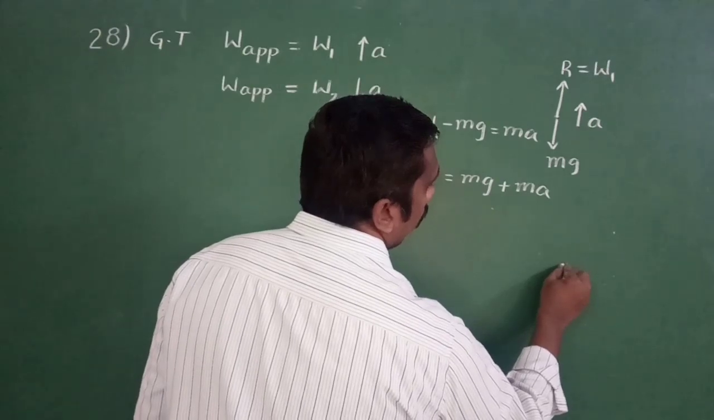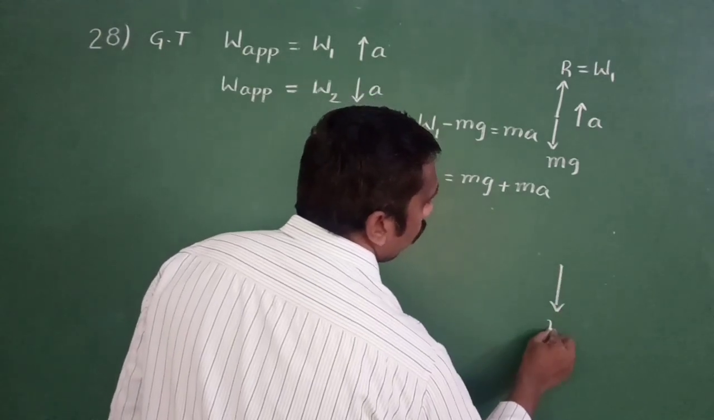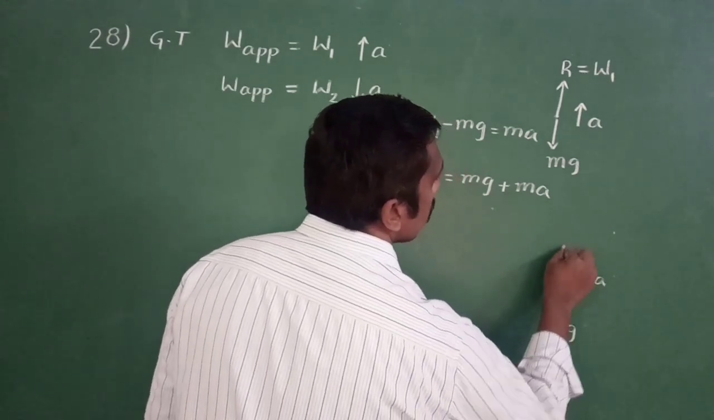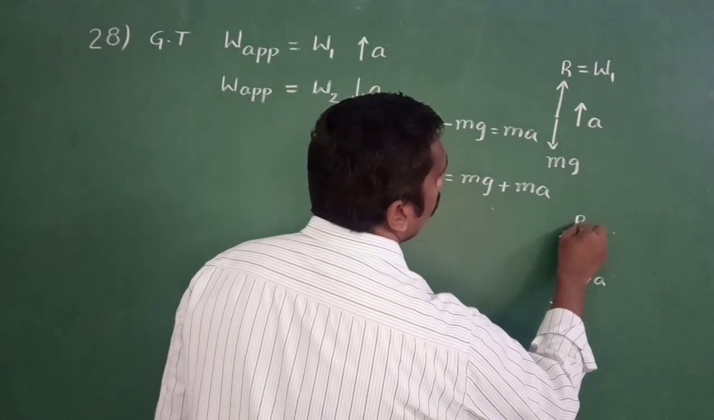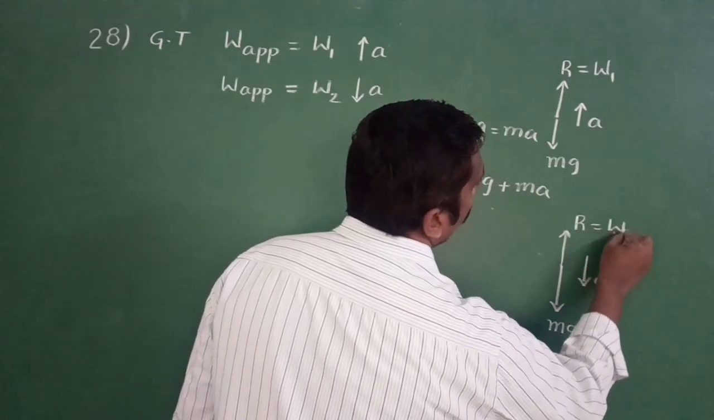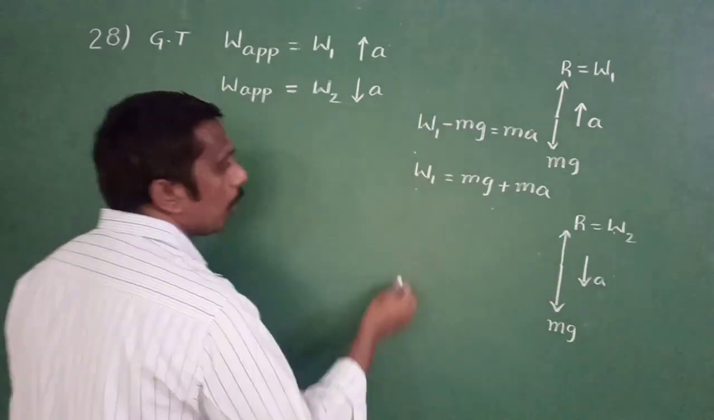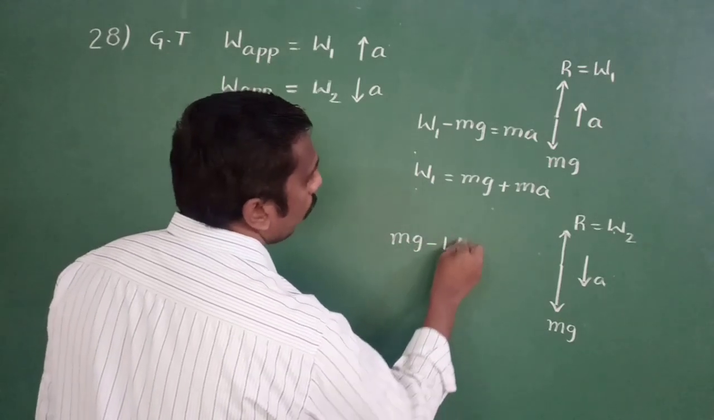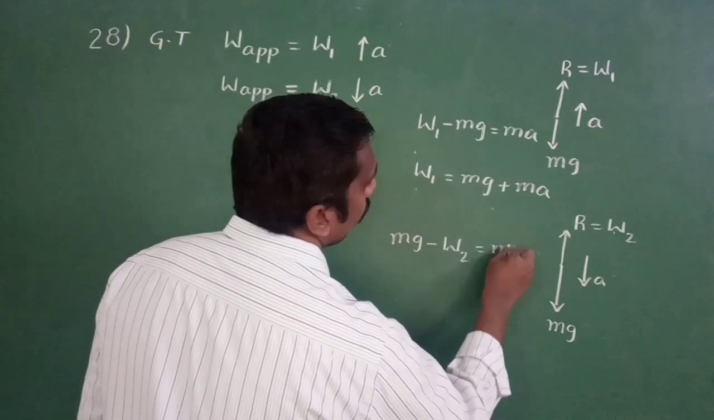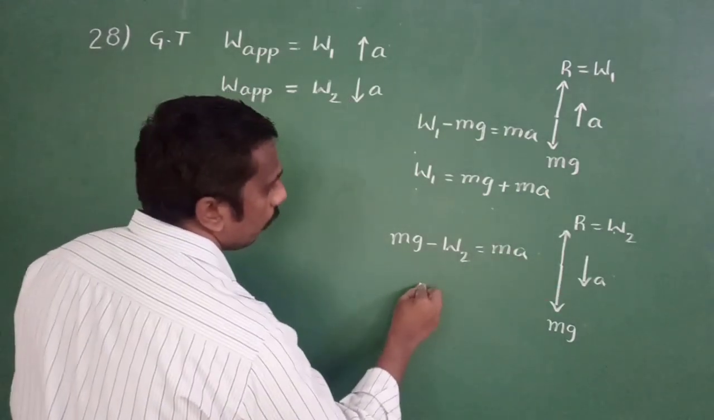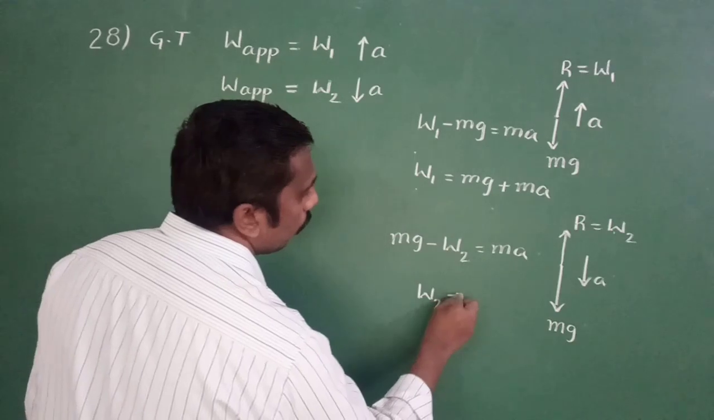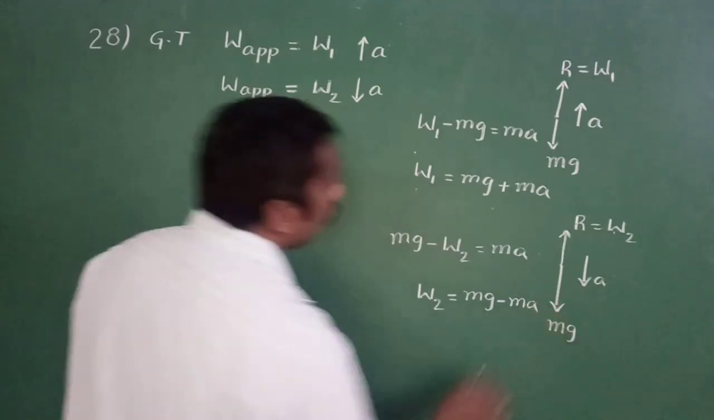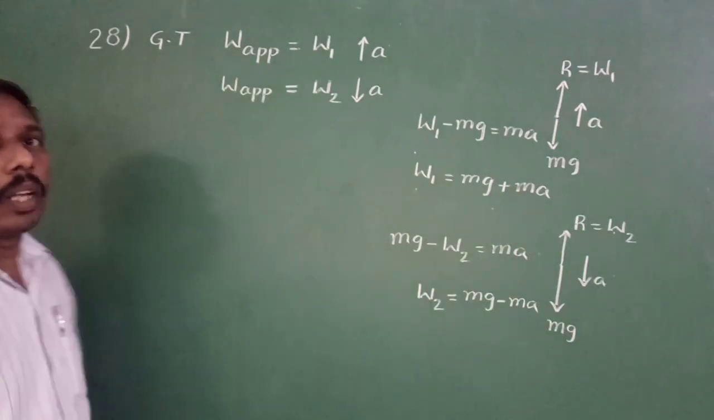Next, when the lift is moving downward with the same acceleration, in this case this reaction force is taken as W2. The lift is moving down, that means the downward force is greater than the upward force. We can write mg minus W2 is equal to ma. Net force is equal to mass into acceleration. From this, W2 is equal to mg minus ma. We got the W1 value and W2 value.